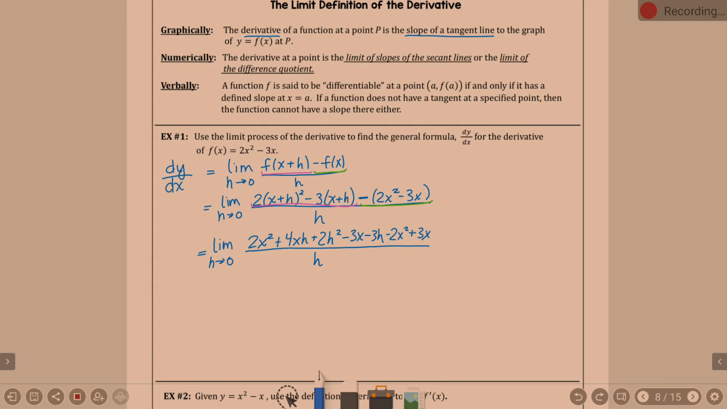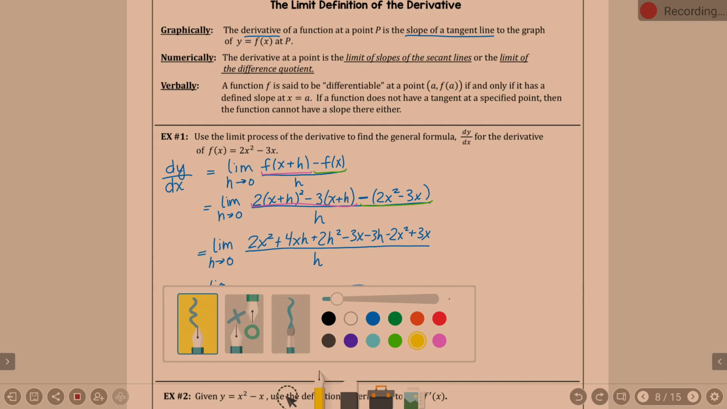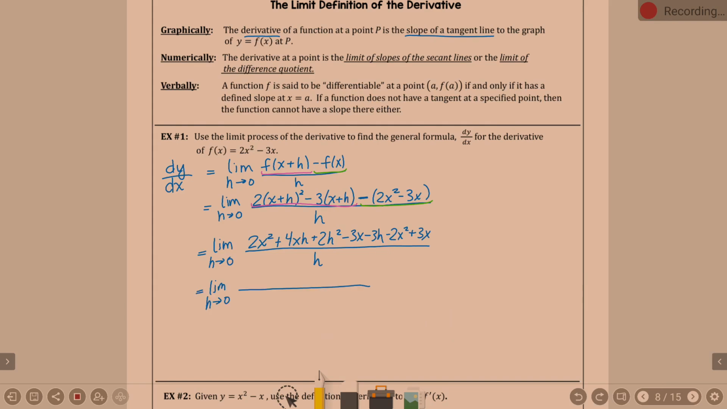Okay, so equals the limit as h approaches 0. Oh, I guess we need to do some cleanup, don't we? Some of this will clean up, right? Yes. What's gone? 2x squared, 3x. The 2x squareds are gone. The 3x's are gone. 4xh plus 2h squared minus 3h all over h.